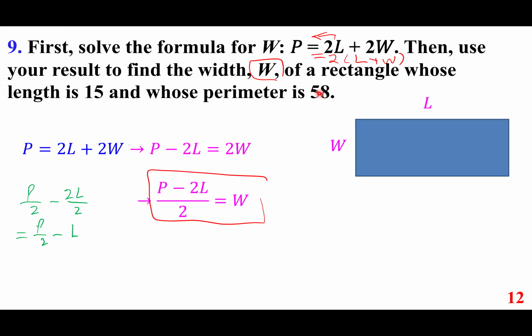And now to solve it, P is 58 and L is 15. This is 30. So the numerator, so the width is 28 over 2 or 14. If the units were given, we would return the answer with proper units.